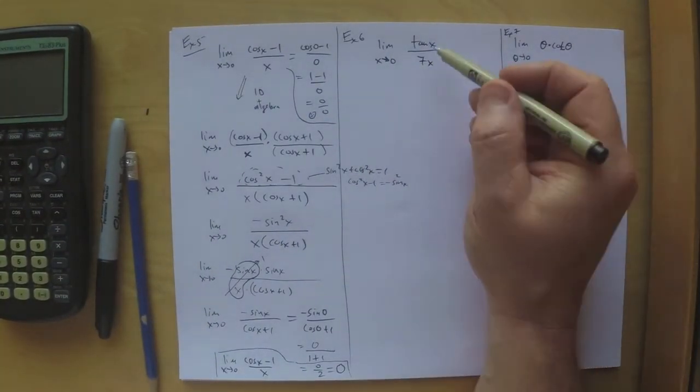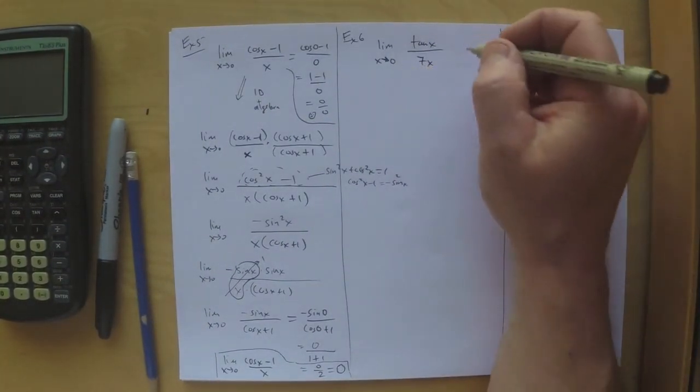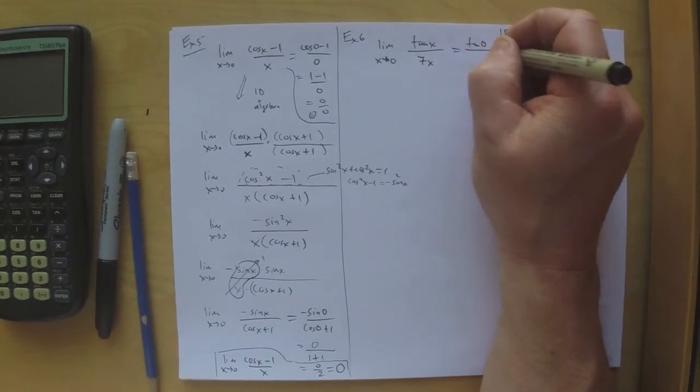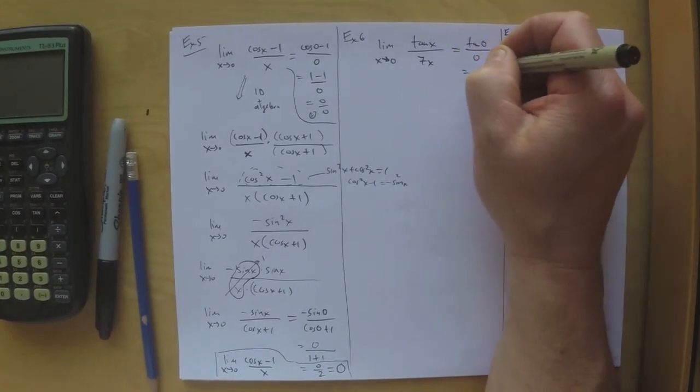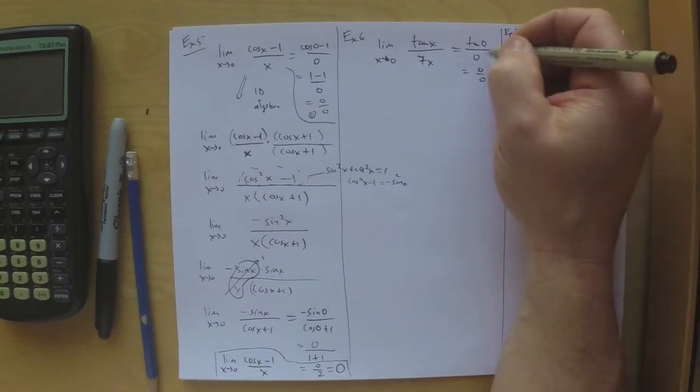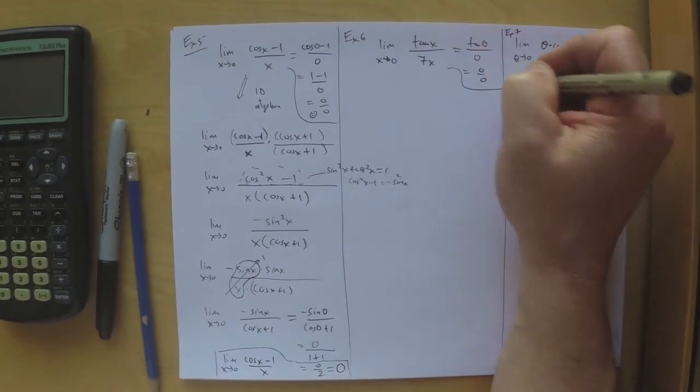Tangent of x over 7x as x approaches 0. Plug it in. You never know. Ah, crap. Tan 0 over 0, 0 over 0. More work to be done.